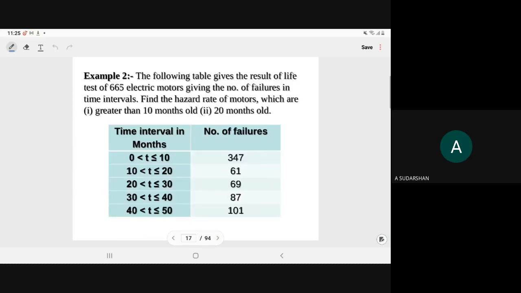Let us see if the data is given in a different form. The following table gives the result of the life test of 665 electric motors, giving the number of failures in each time interval. You have to determine the hazard rate of a motor which is greater than 10 months old and 20 months old. Initially, at time t equal to 0, in total we have 665 motors, right? Then t equal to 10, t equal to 20, t equal to 30, t equal to 40, and t equal to 50.